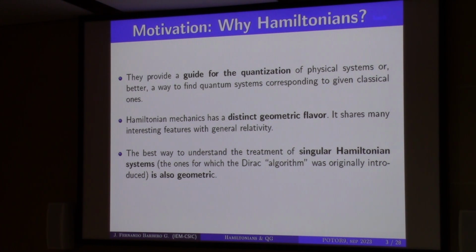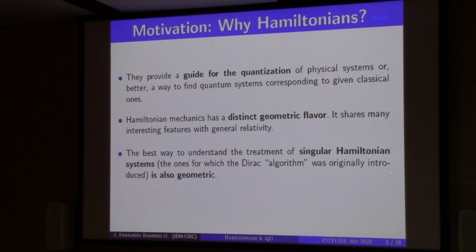So, motivation for Hamiltonians. There are several conceivable ways to quantize field theories, but one of them, which is very traditional and very useful, is to rely on a classical Hamiltonian formulation of field theory. From a point of view of mathematics, one of the nice things about Hamiltonian mechanics is that it has a very distinct geometric flavor. And in that sense, if you come from general relativity, then it's easy to think about Hamiltonian mechanics if you take a geometric perspective.